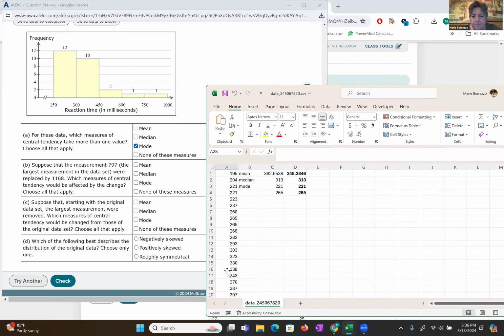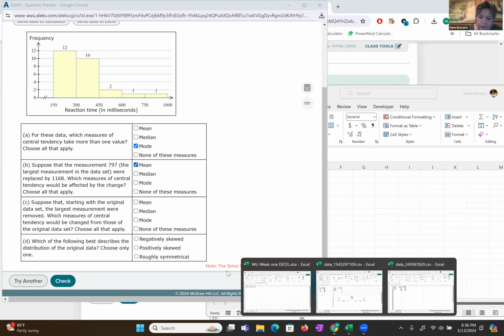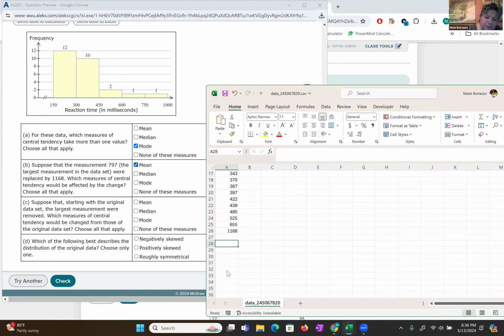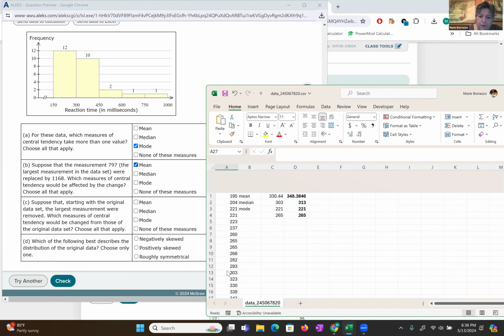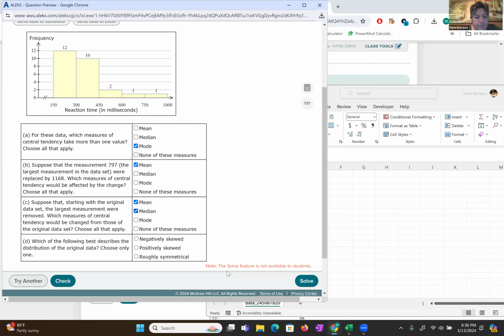Who changed? The average. Just the average, absolutely. Suppose that starting with the original data set, the largest measurement were removed. Okay, so I'm going to do that and remove this. All right, and what happened? The mean and median change. Mean and median, yes, very good.